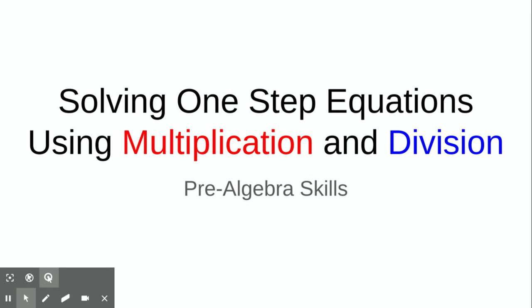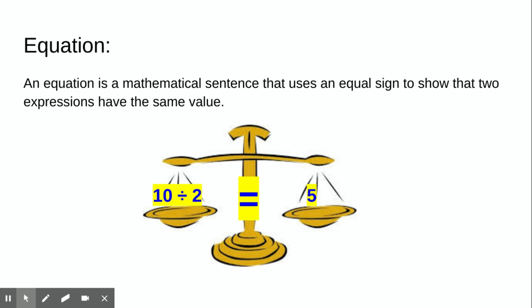Okay, so today for pre-algebra, we will be solving one-step equations using multiplication and division. Earlier this week, we solved one-step equations using addition and subtraction. We'll be doing the same thing today, except we'll be using multiplication and division instead. So this is a little bit of a review from what we did earlier this week.